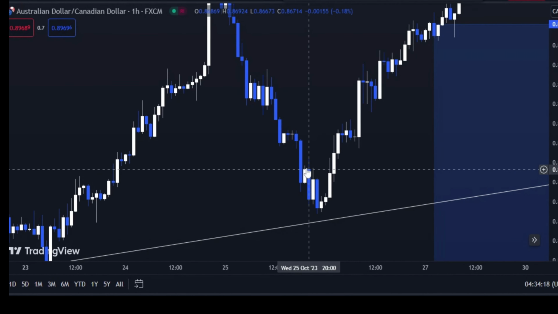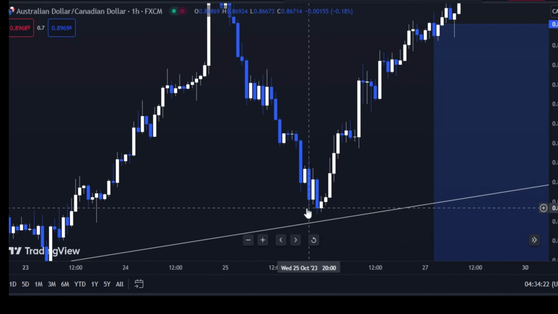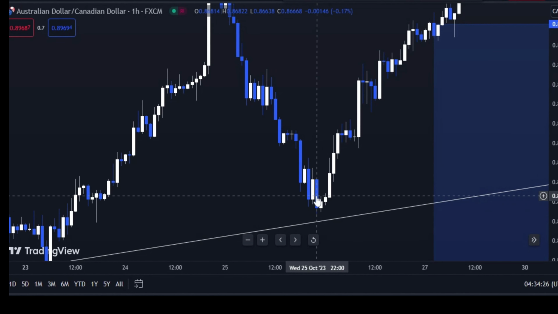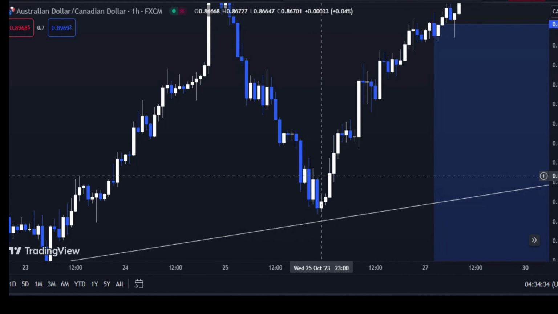So in this case, we never had a violation of this high. Then we had another candle which took out the low of this. So this is the point where we'll be looking for our valid pullback. So at this point, no candle took out the high of this.